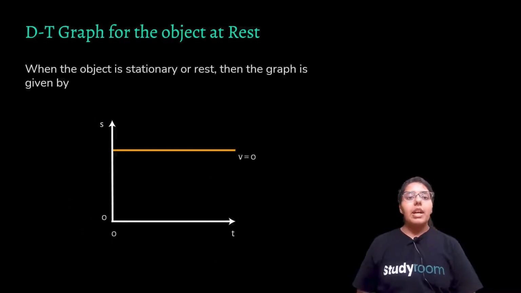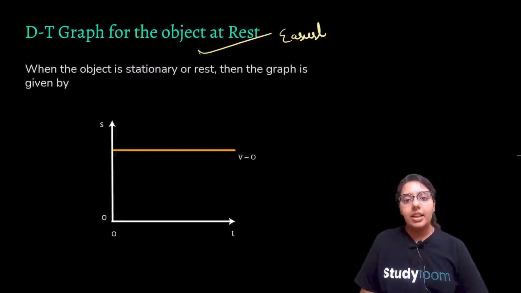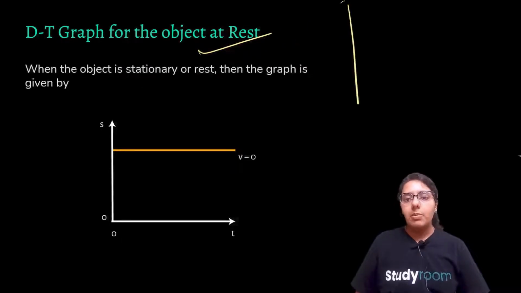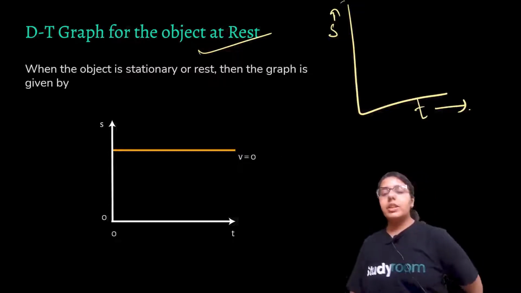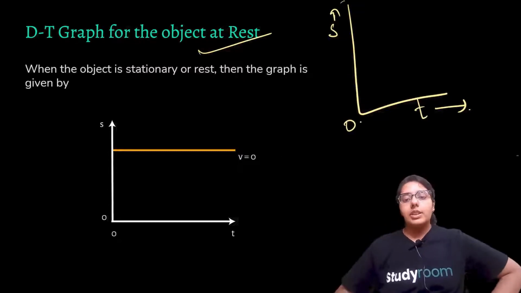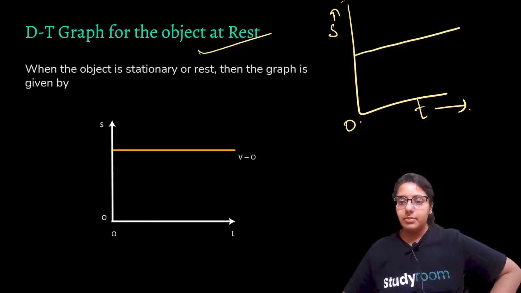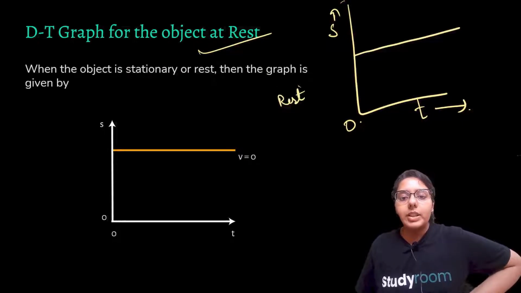So, the distance time graph for an object at rest. It is the easiest graph, I would say. Why do I say this? I'll just explain. You're talking about a distance, displacement and time graph. Of course, with time, your distance is the same. This is what is happening. If your object is at rest, what does that mean?